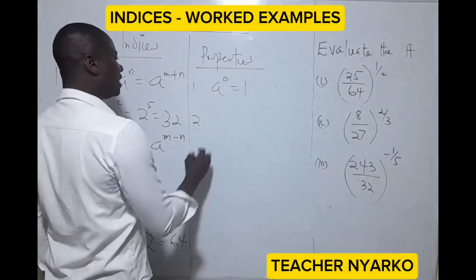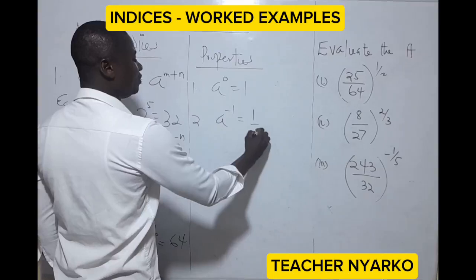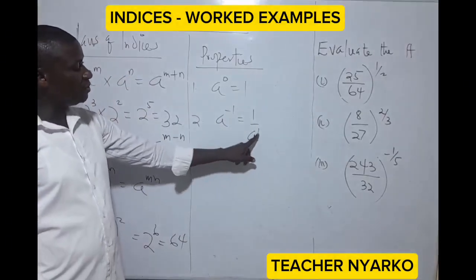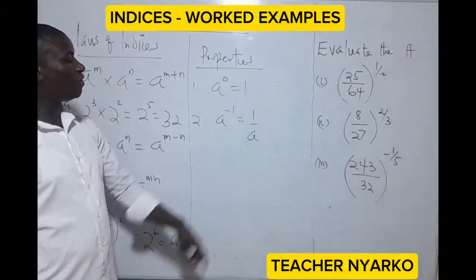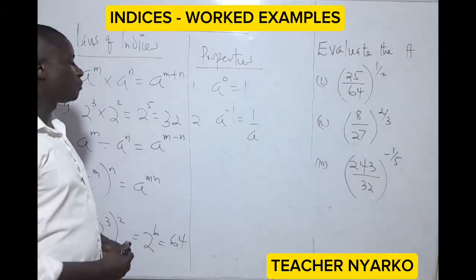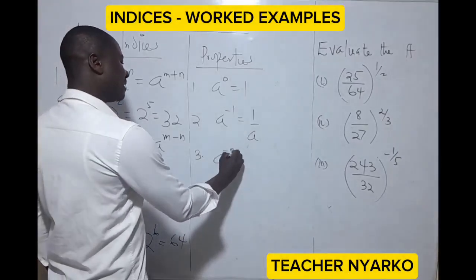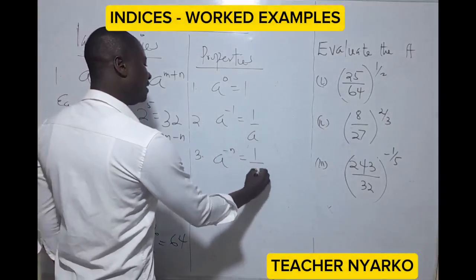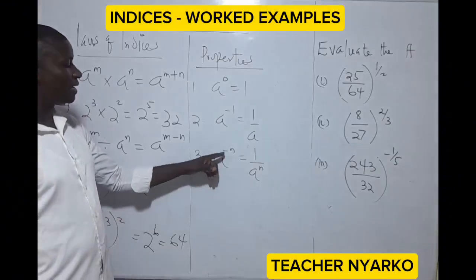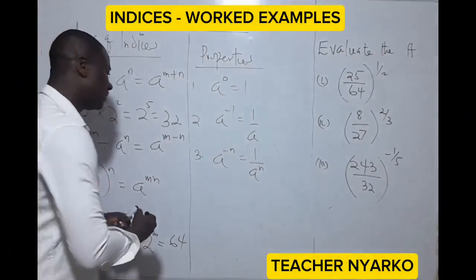Then you also have it that a raised to the power minus 1 is the same as 1 over a raised to the power 1. But because a raised to the power 1 is the same as a, it means that this is the same as 1 over a. So a exponent minus 1 is equal to 1 over a. So in general, a raised to the power minus n is the same as 1 over a raised to the power n. I hope you understand that. So 2 raised to the power minus 3 will be 1 over 2 raised to the power 3. It's a property. Take note.